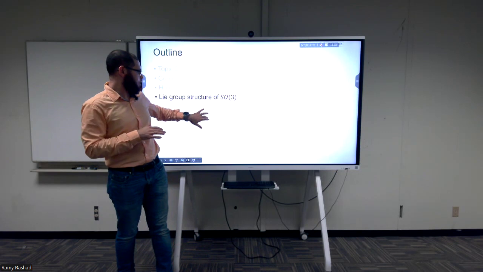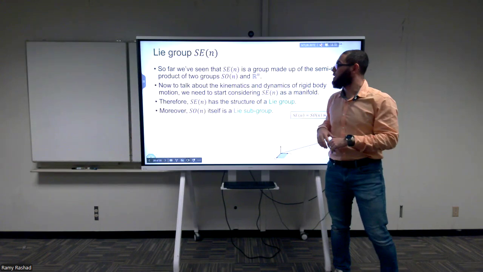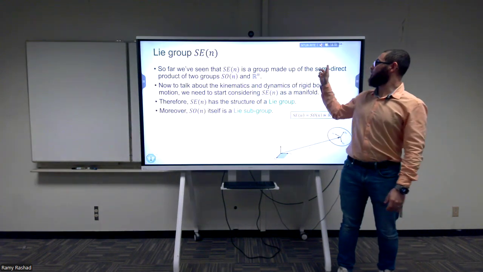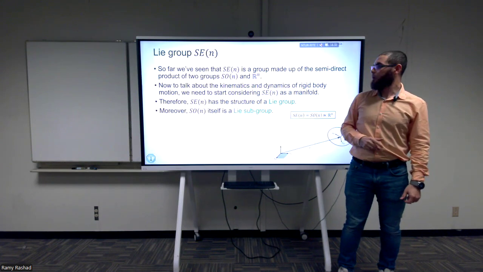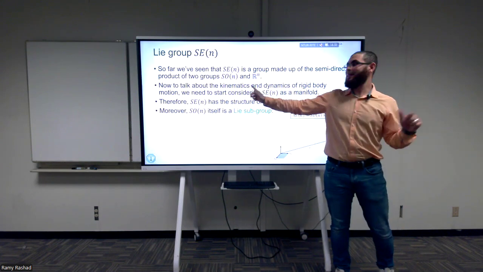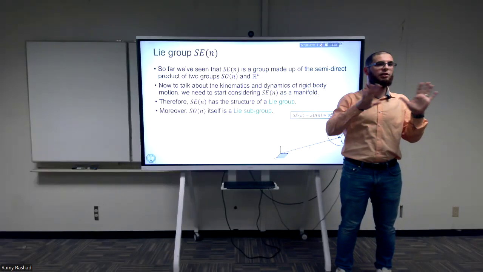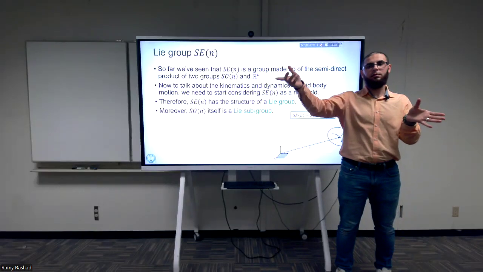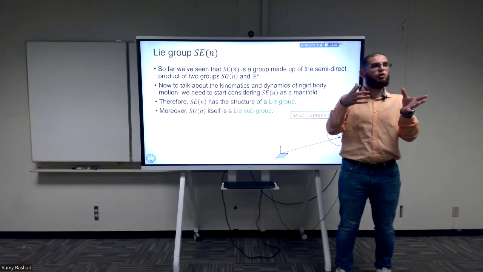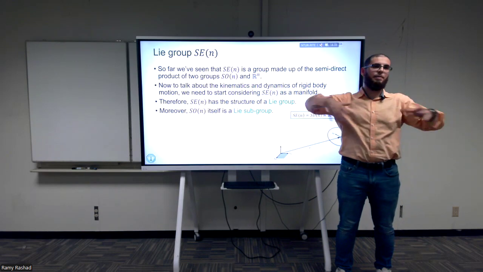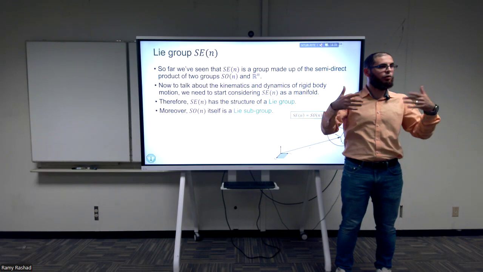Let's see if we have anything else. Okay, let's start with this one. And okay, we will not be finishing, but this is just a preparation for next time. So SE(n) is a group made up of the semi-direct product of 2 groups, SO(n) and Rn. When we want to talk about the kinematics and the dynamics of a rigid body, we want to talk about motions, it's not enough to talk about a group, right? What do we need in addition to a group? What is the structure that we need to talk about curves on this space and take differentiation and so on? A manifold structure, exactly.